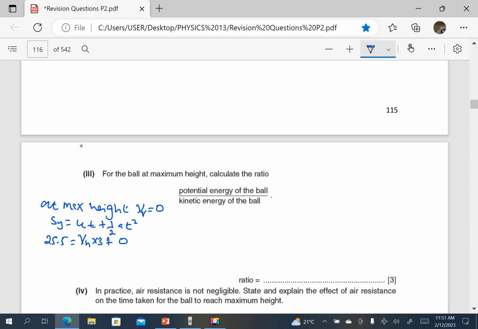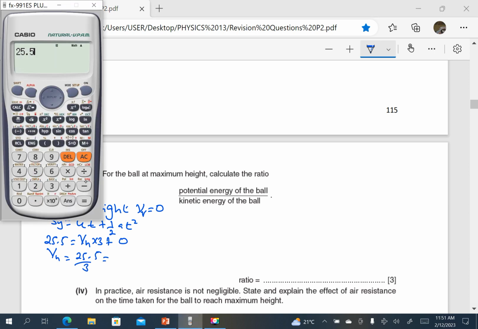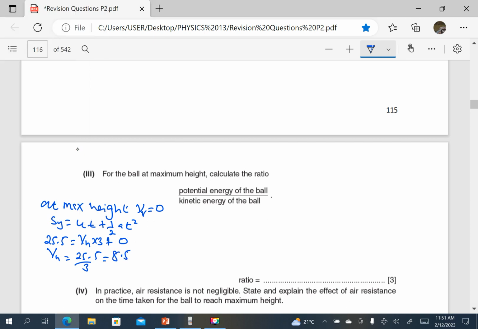The other part is going to be 0. So it means vh is going to be 25.5 divided by 3. It remains constant anyway. So that is 25.5 divided by 3, that is 8.5. So the velocity at the maximum height in the horizontal is 8.5. In the vertical it is 0. Now, in other words, I'm saying vh remains constant. It remains constant because the acceleration is 0.